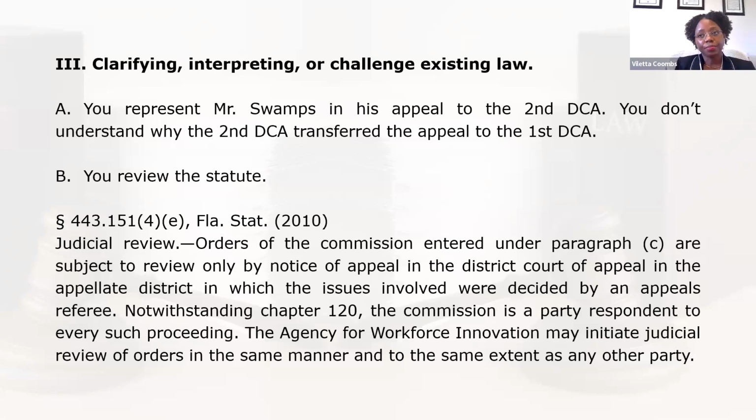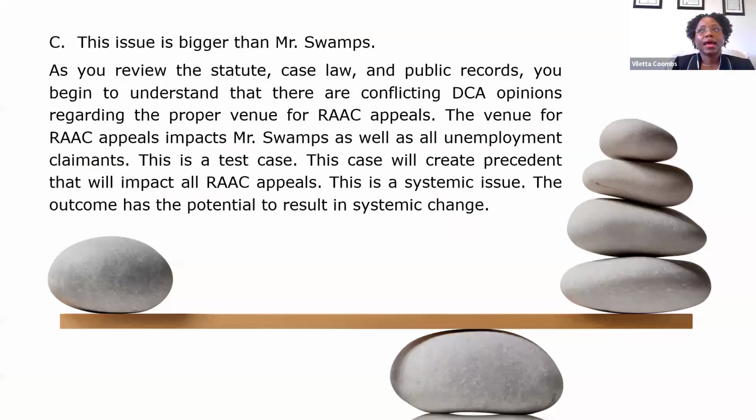Orders of the commission entered under paragraph (c) are subject to review only by notice of appeal in the District Court of Appeal in the appellate district in which the issues involved were decided by an appeals referee. This is the most important part of the statute: the appellate district in which the issues involved were decided by an appeals referee.